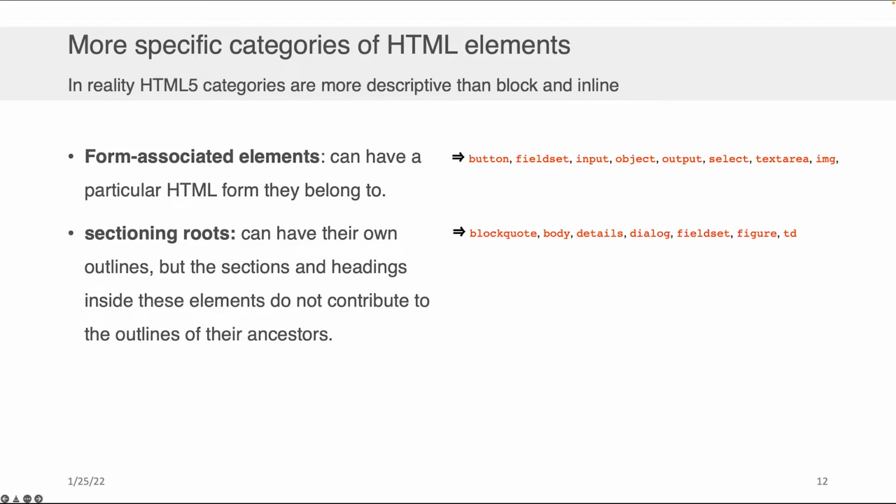And last but not least, there are these things called sectioning roots, which effectively allow you to have self-contained outlines within other outlines. So if you want a block of your document that is governed by its own set of rules within another document with a higher order set of rules, it allows you to do that.